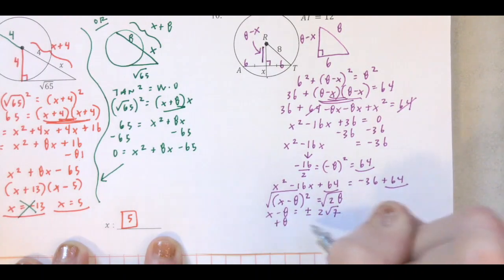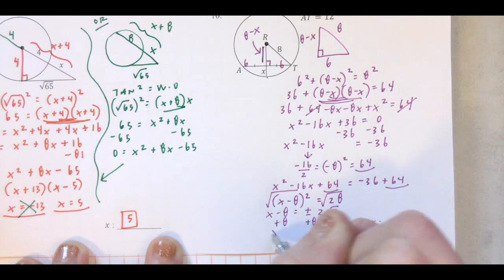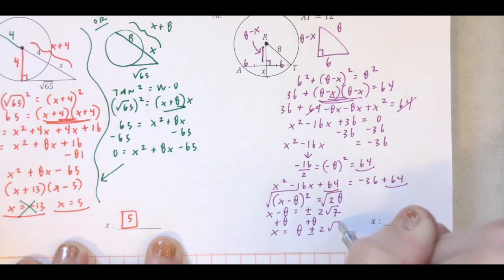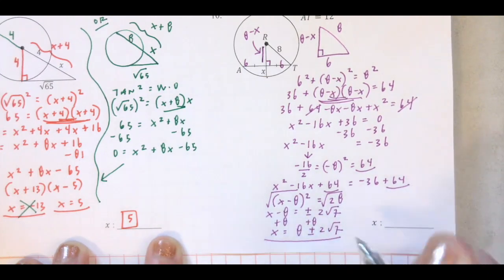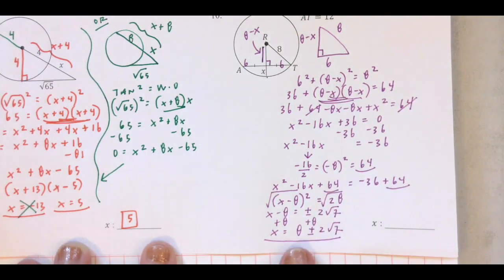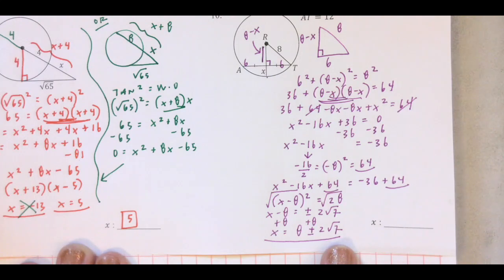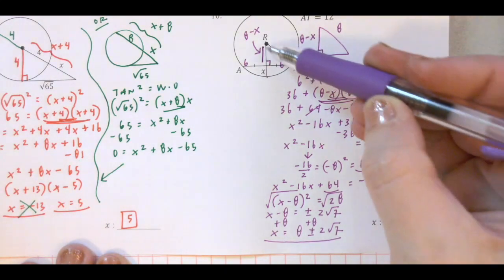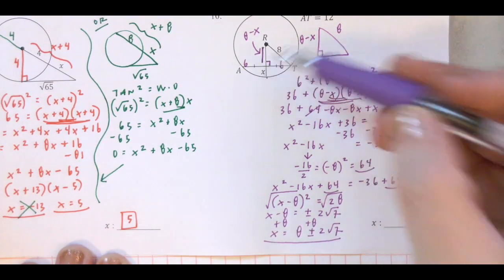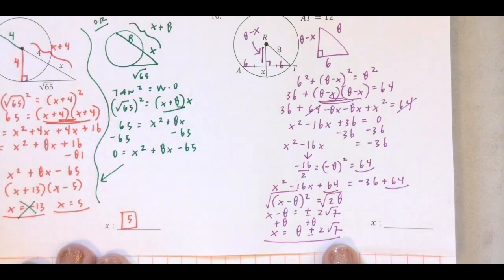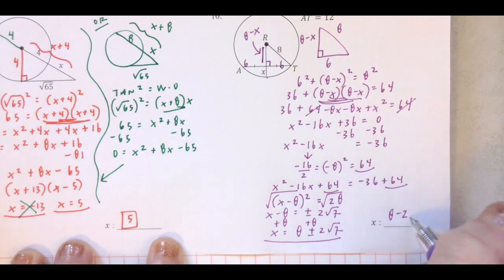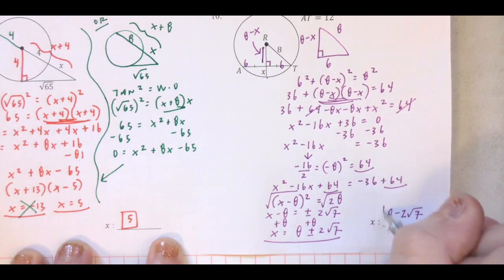And then add the 8 to the other side. So x equals 8 plus or minus 2 root 7. But again, these are two solutions. That means it could be 8 plus 2 root 7 or 8 minus 2 root 7. So here, if the whole radius is 8, it can't be 8 plus 2 root 7. That would be too big. It must be the 8 minus 2 root 7 as our final solution.